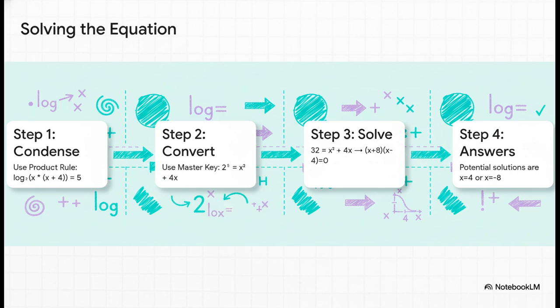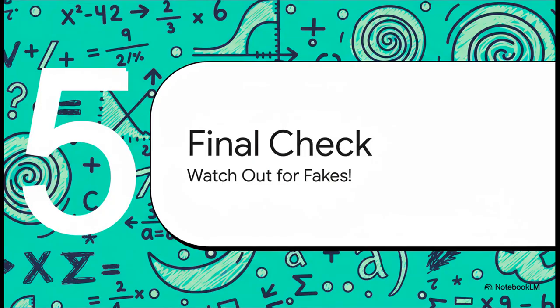Okay, we're adding two logs, so which tool do we need? The product rule. We can combine them into one single log by multiplying the insides. So that's x times the quantity x plus 4. Now we've got a single log, and now we can use our master key. Let's rewrite it. 2 to the power of 5 equals x squared plus 4x. From here, it's just algebra. That becomes a quadratic equation, and when you solve it, you get two possible answers, x equals 4 and x equals -8. But hold on a second.